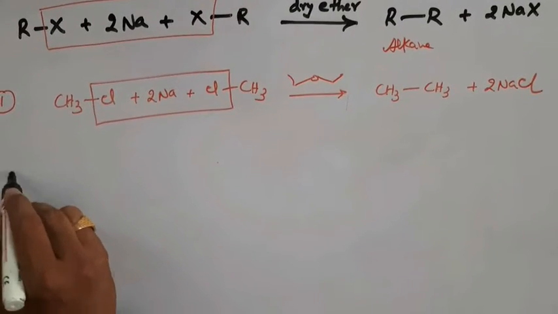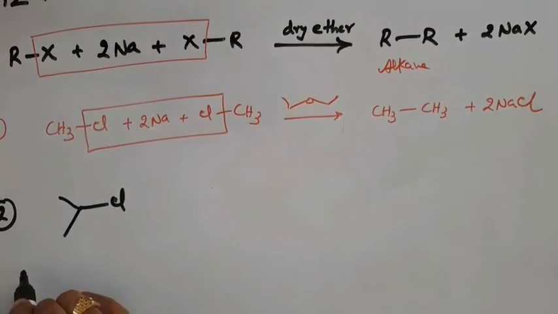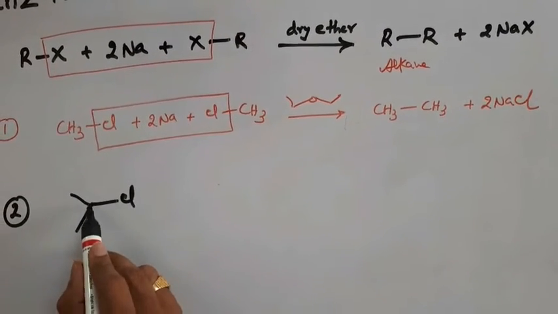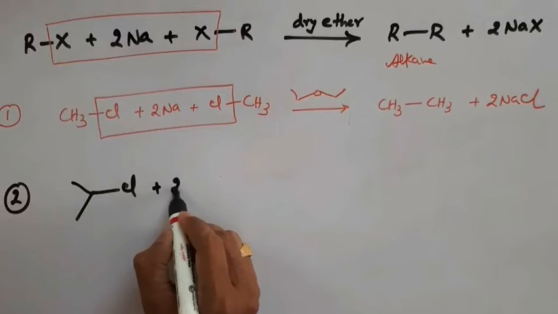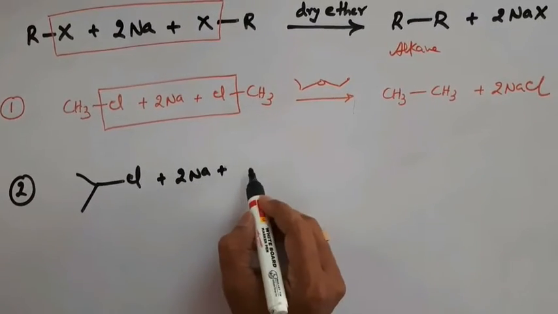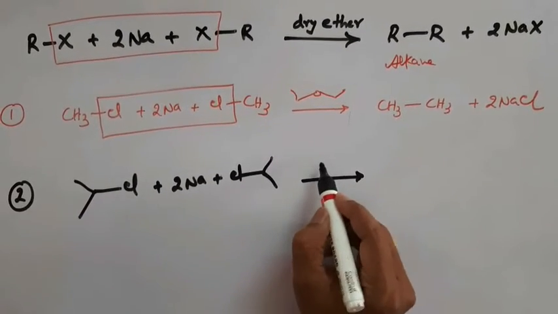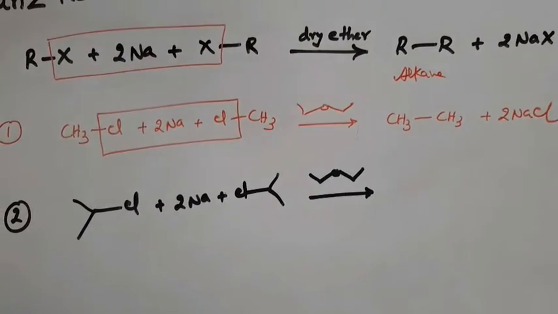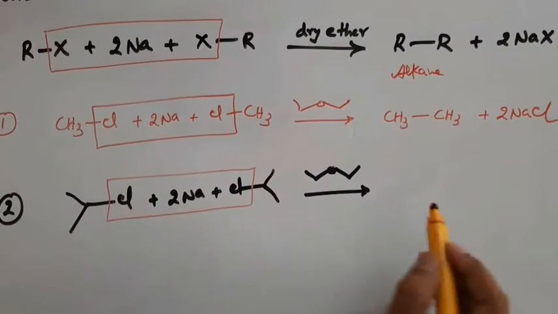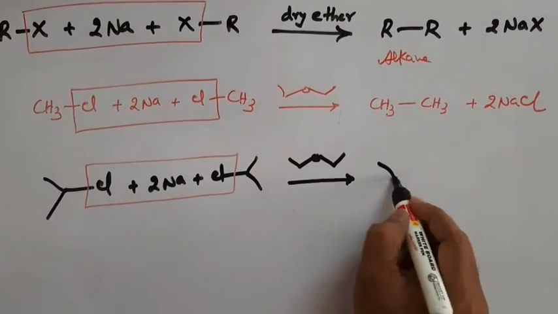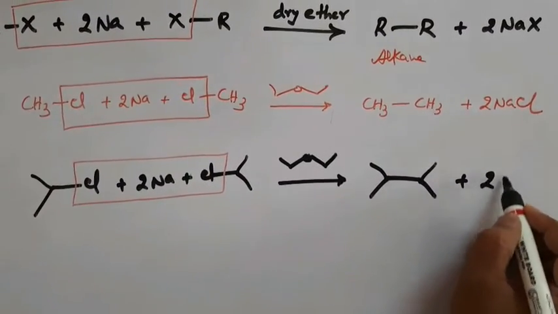Another example, let us suppose I am taking isopropyl chloride, 2 molecules. This is isopropyl chloride because here the chlorine is attached to the middle carbon of propane. Hence it is called isopropyl chloride. How many moles should I take? I should take 2 moles and I should treat it with sodium metal. What is the solvent that I need to take? I need to take dry ether solvent. I need to remove sodium chloride like this, and the product obtained now is 2,3-dimethyl butane plus 2NaCl.